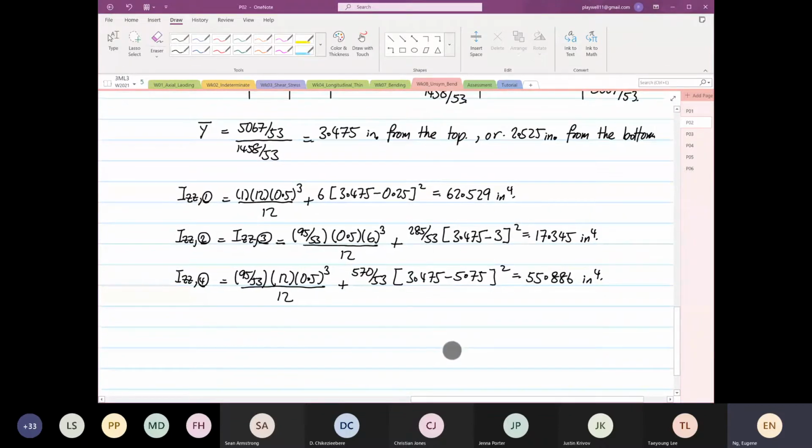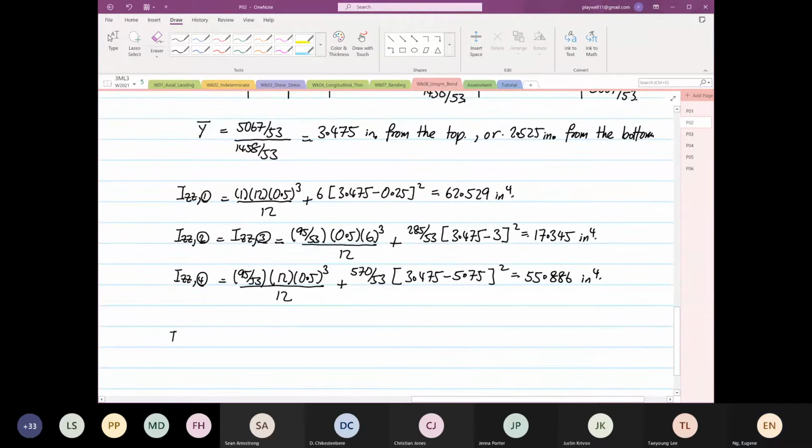Good. So now we are going to calculate IZZ total. So it's equal to 62.529, plus twice 17.345, plus 55.886. Okay, so 62.529 plus 2 times 17.345 plus 55.886 is equal to 156.105 inches to power 4. Okay, so I checked it. Yep, it's correct.